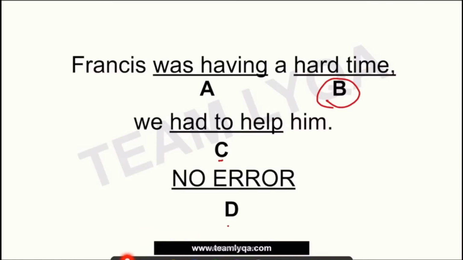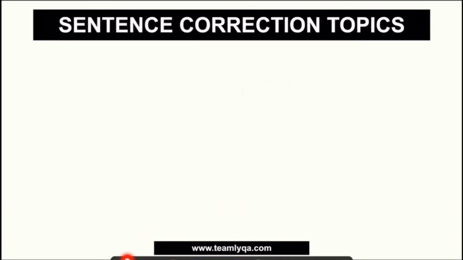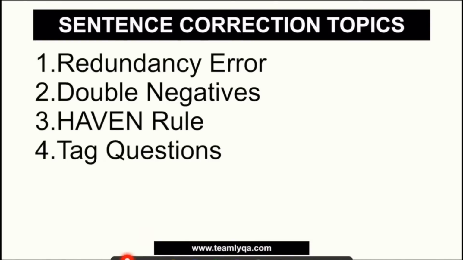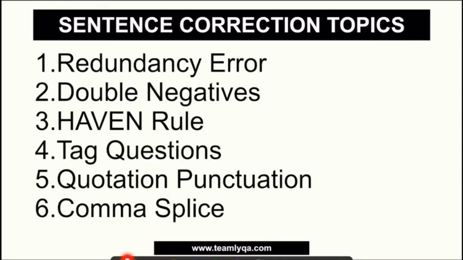Now, ang next question of course would be, paano yun nangyari? Or ano ang mali? Ano yung mali dito sa sentence na ito? Bakit yung letter B ang mali dito? Ang sagot dyan is kasi ito yung sinasabi natin comma splice, no? But if you want to learn more about yung mga iba pang errors na napag-usapan na natin, again, napag-usapan na natin yung redundancy error, double negatives, Haven rule, tag questions, quotation punctuation, and then ito na yung comma splice. The entire playlist will be here sa I button if you're watching this on YouTube, no? Dito muna tayo sa comma splice.